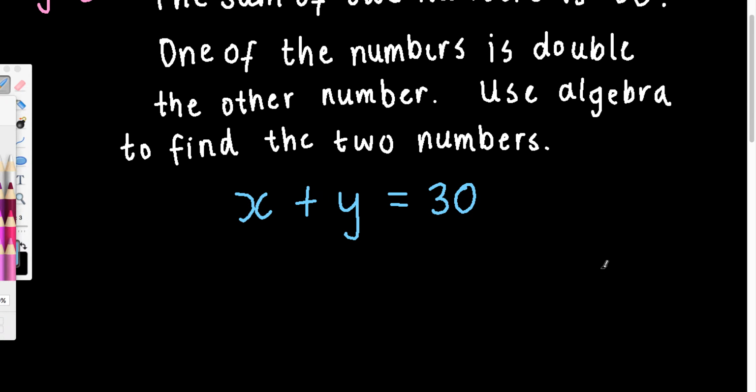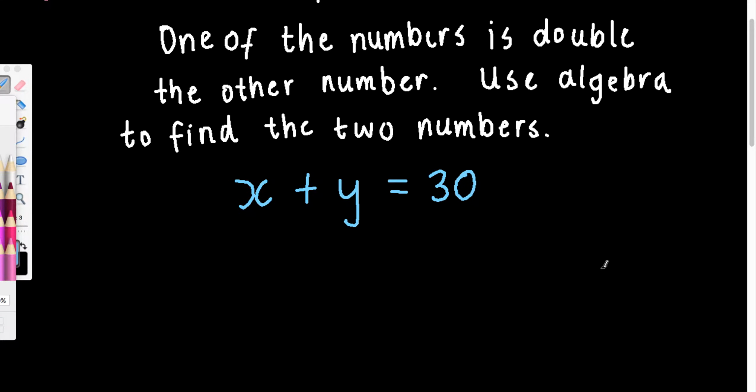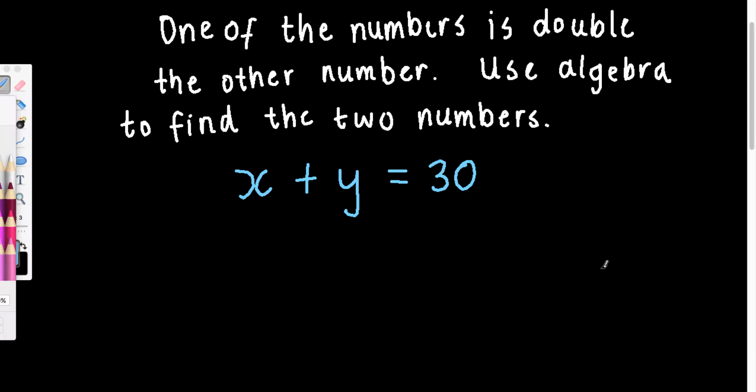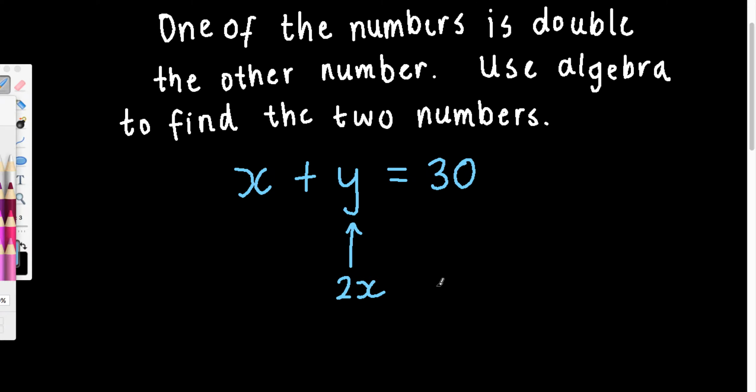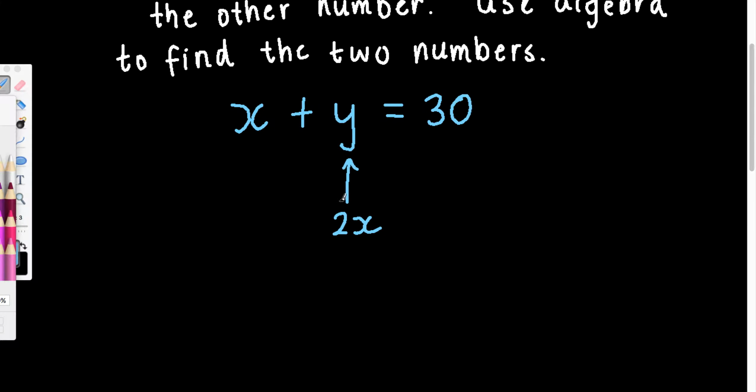Now this second one of the numbers is double the other number. So similar to before, this number here, my second one, has to be double the other one. That means that y is the same as 2 lots of x, since timesing by 2 is doubling. Now, instead of writing y, I'm going to write this term 2x, because I know that y and 2x are equal. So x plus 2x equals 30.